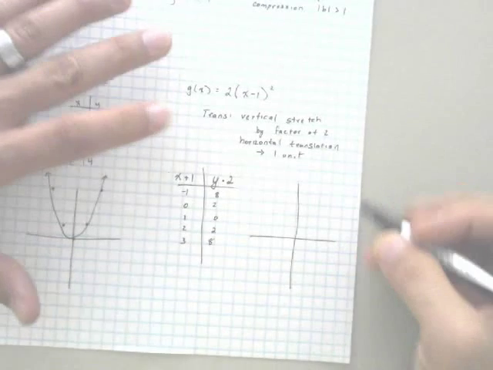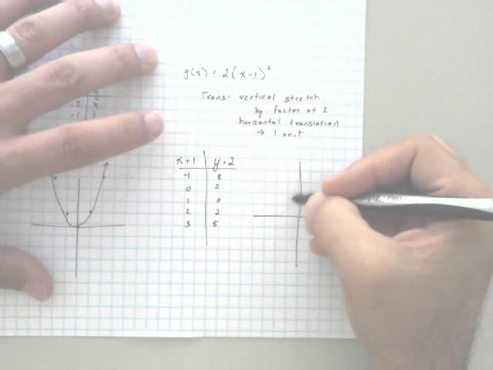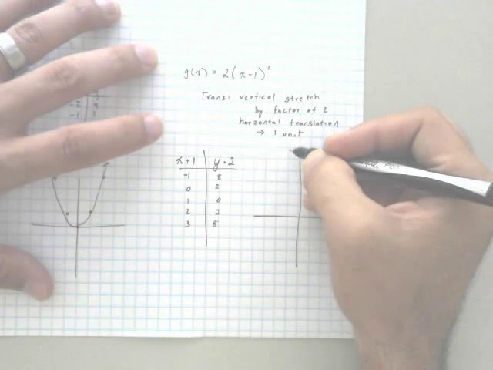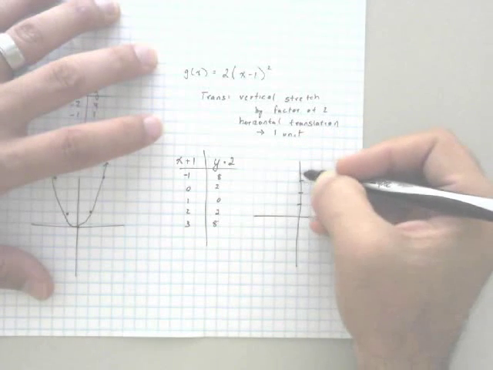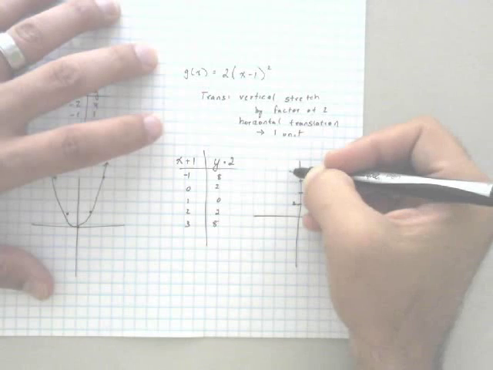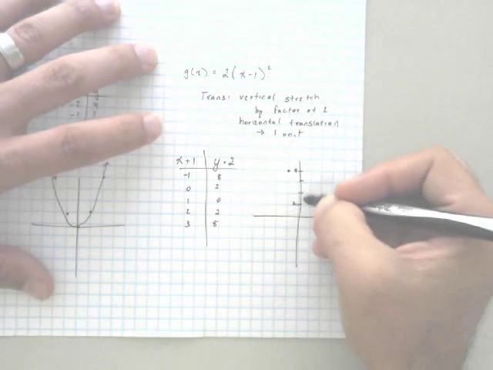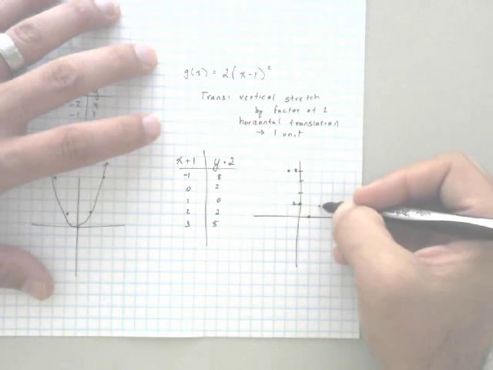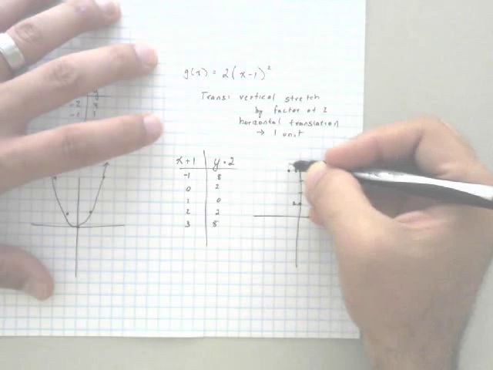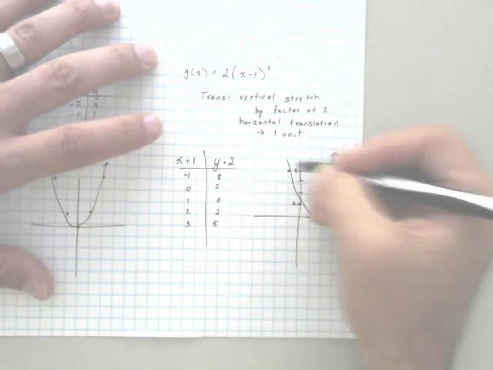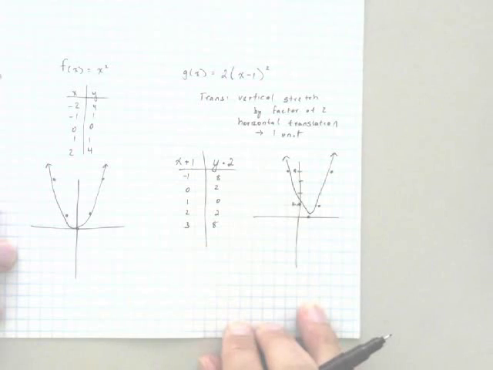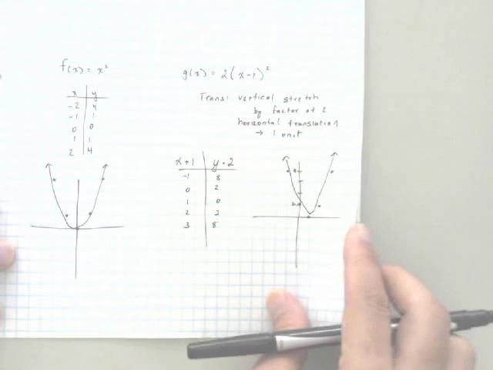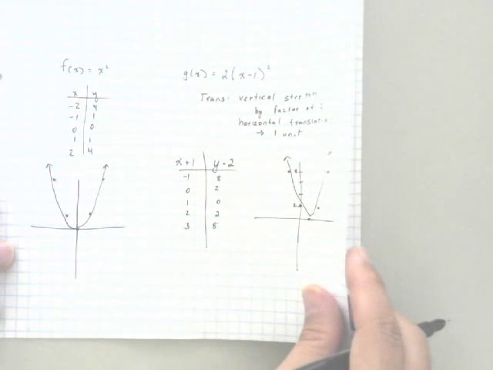So my new graph of this child, -1, so I'm going to go up by 2's, so that's 8. So -1, 8, 0, 2, 1, 0, 2, 2, and 3, 8. And if it were on the same scale as the parent, then I would notice that it really looks stretched. Looks like it got a lot taller, much skinnier. And I also noticed that it was moved 1 unit to the right.